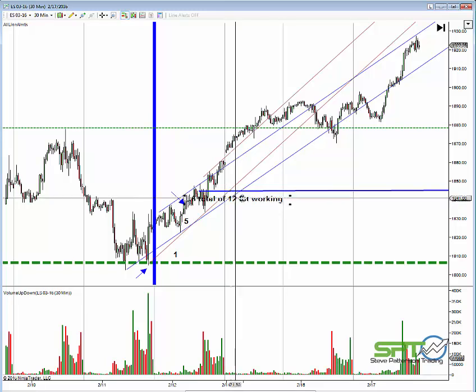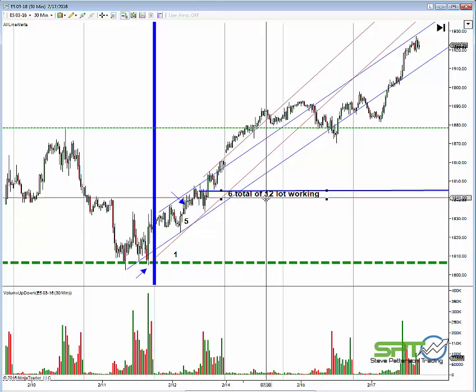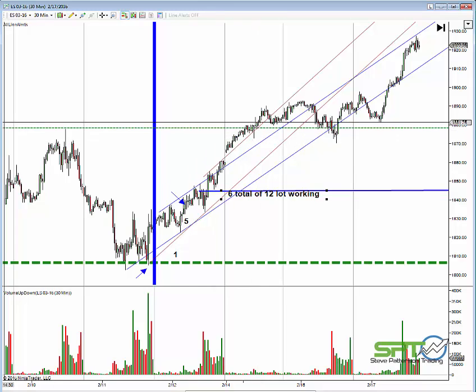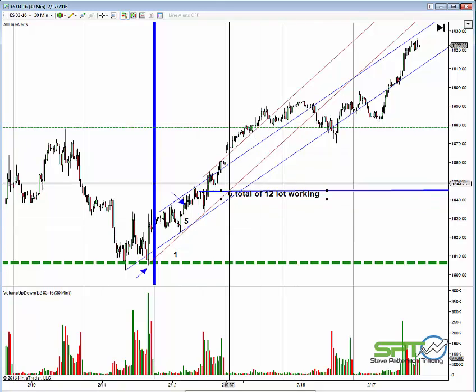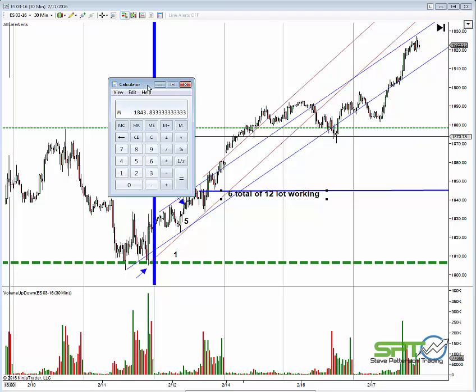Okay, 6 lot, total of 12, with an average cost right there. So now when you hit your full target of 118.78 on a 12 lot, let's just figure it out, we won't do the actual dollar amount. We have 1843 as our actual average price, and our profit is 1805 to 1880. Okay, let me just do this.